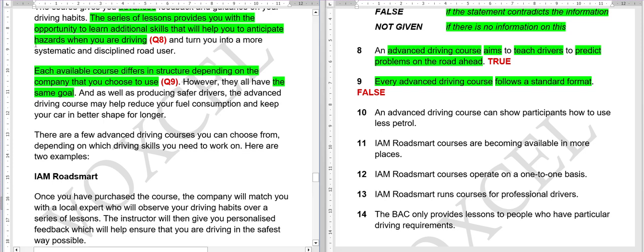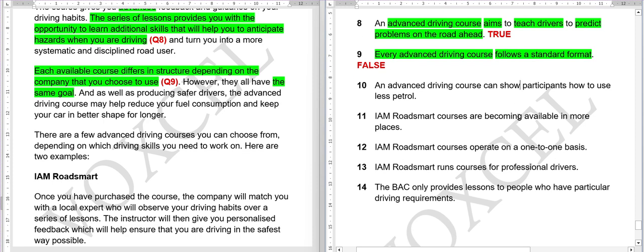But here they have said each available course differs in structure. So they have different formats, different structures depending on the company. Depending on the teachers you follow, you will use different kinds of writing structure, speaking strategies, whatever it is, but it depends on the teacher. Clear? Moving on to the 10th question.